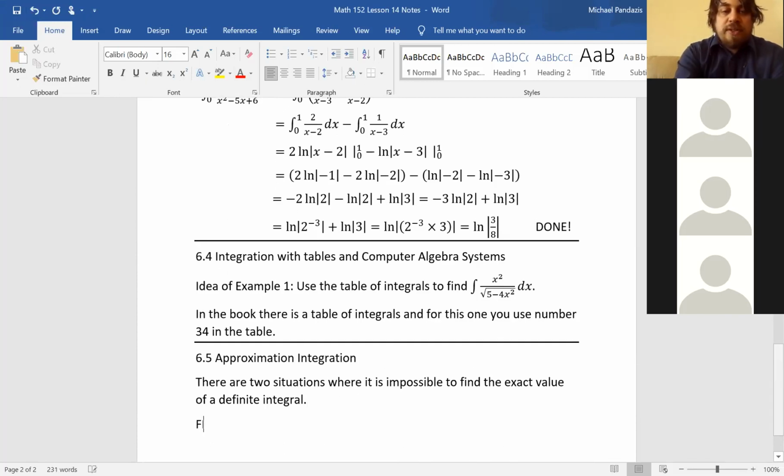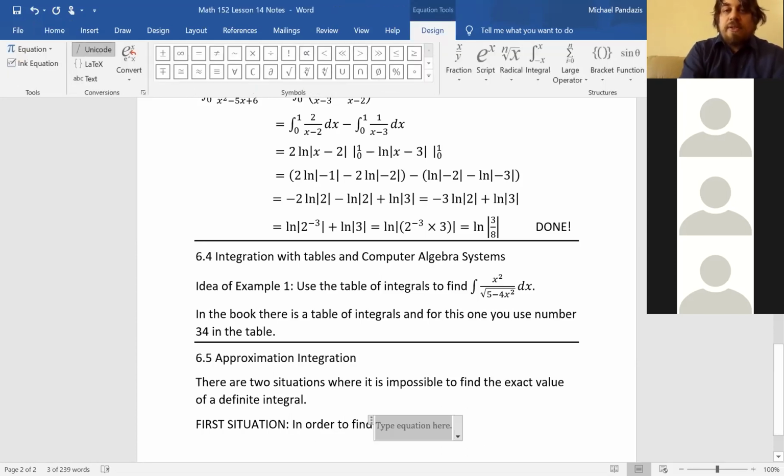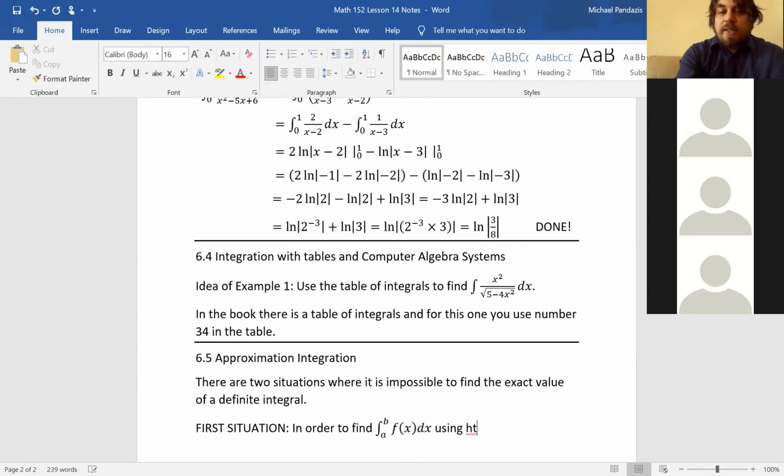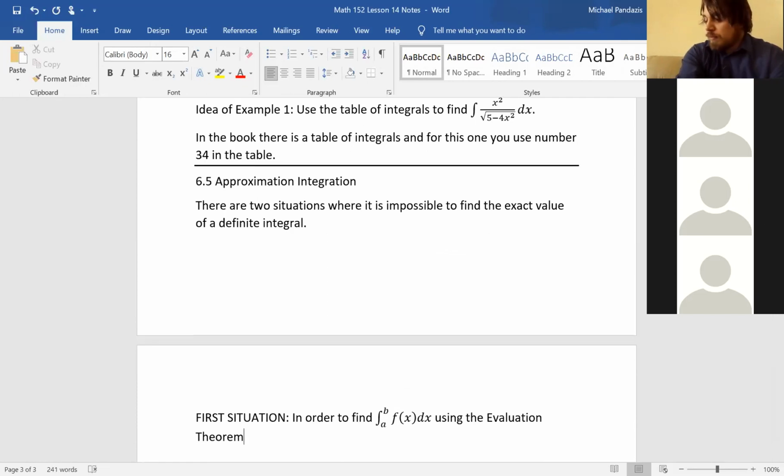So the first situation arises from the fact that in order to find the definite integral from a to b of f of x dx using the evaluation theorem, we need to know an antiderivative.